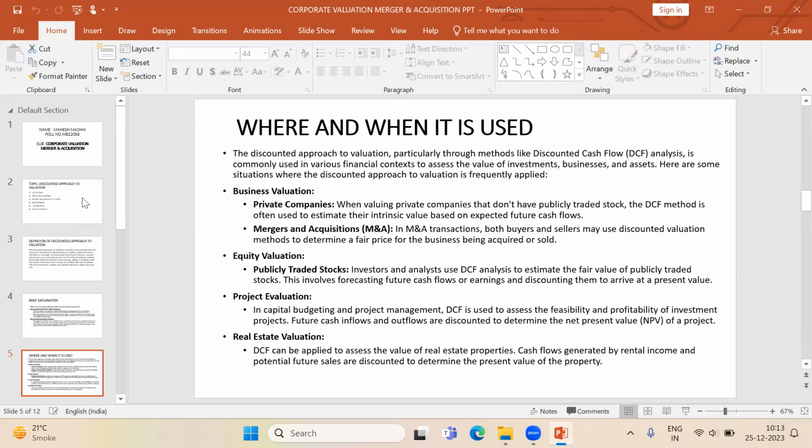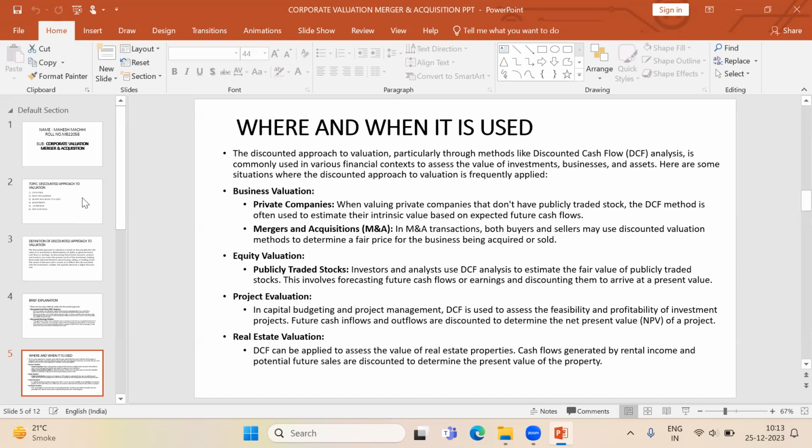Mergers and acquisition. In mergers and acquisition transactions, both buyers and sellers may use discounted valuation methods to determine a fair price for the business being acquired or sold. Equity valuation, that is publicly traded stock. Investors and analysts use DCF analysis to estimate the fair value of publicly traded stocks. This involves forecasting future cash flows or earnings and discounting them to arrive at a present value.